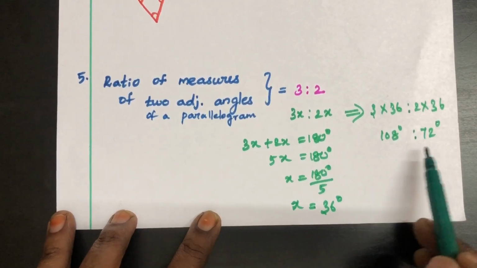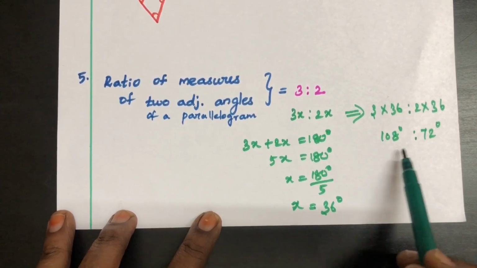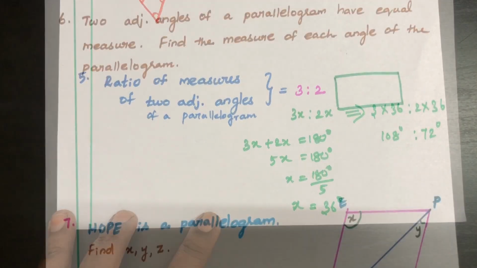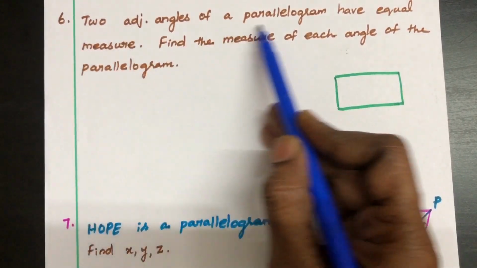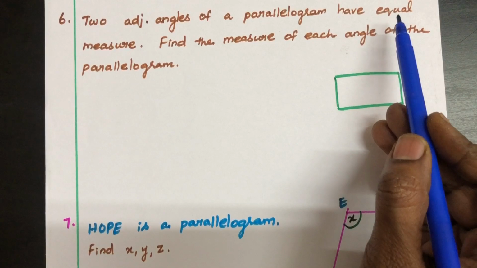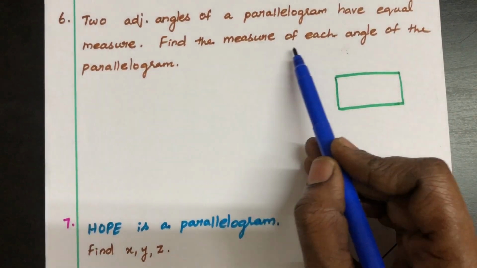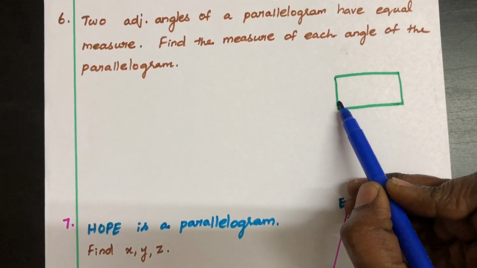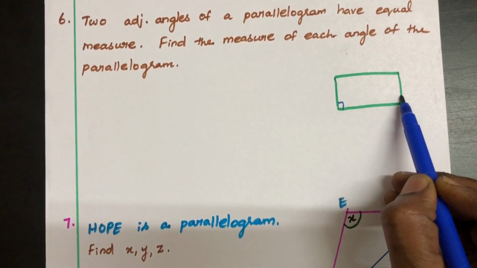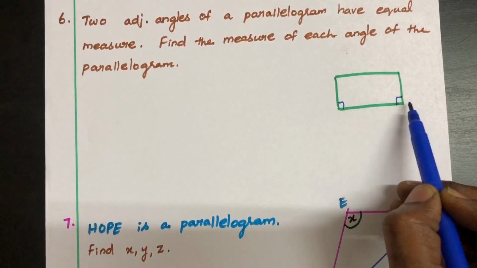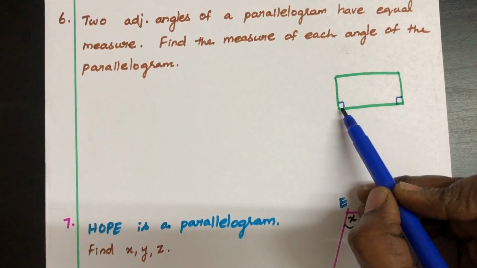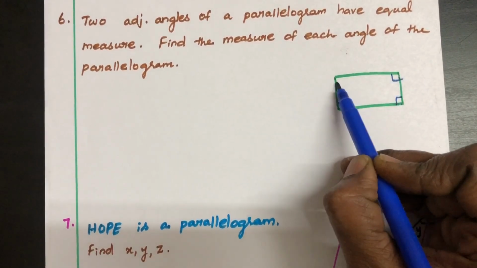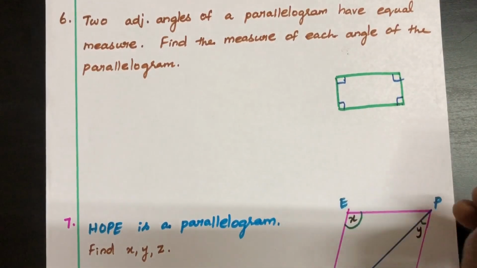So, this is the measures of the two adjacent angles of a parallelogram if it is in the ratio 3:2. Sixth question. Two adjacent angles of a parallelogram have equal measure. Find the measure of each angle of the parallelogram. Two adjacent angles means this angle and this angle. These two are adjacent and these two are adjacent. This and this are adjacent.